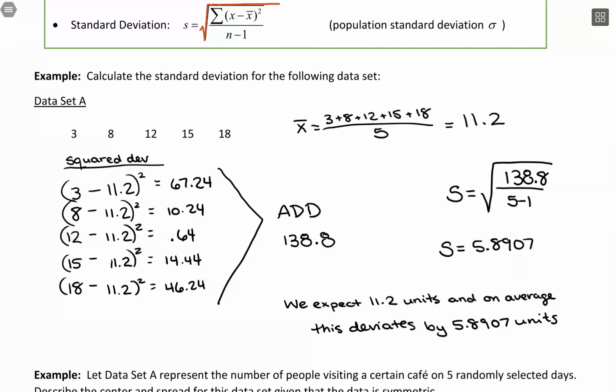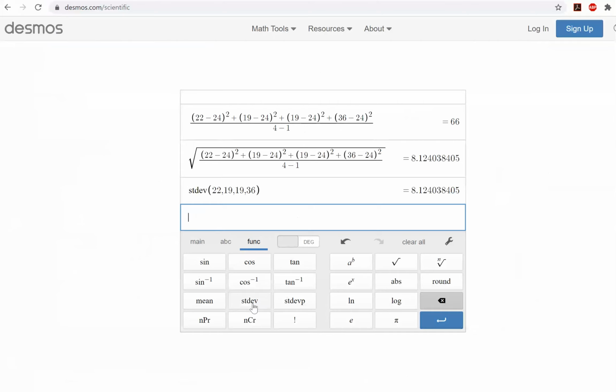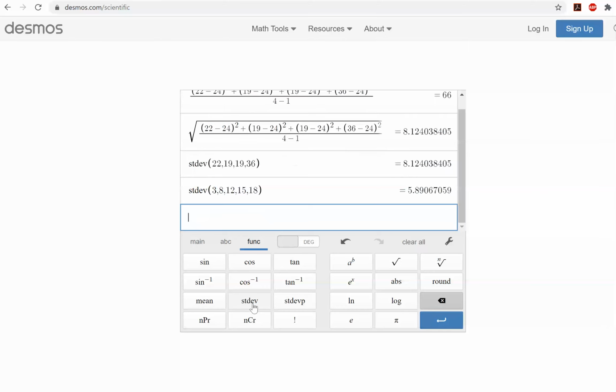Again, we could go to Desmos and check our answer using that standard deviation button, and then just list the data values there. And this will be nice, and like I said in another video, I'll show you GeoGebra, which will be even nicer for large data sets, to get a quick value for standard deviation, which is completely fine for our course. I won't ask you to show work in your calculations for standard deviation.